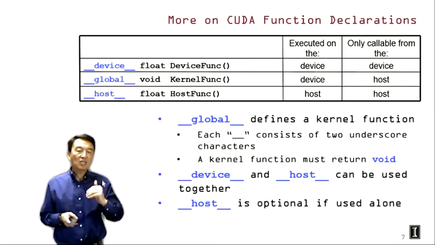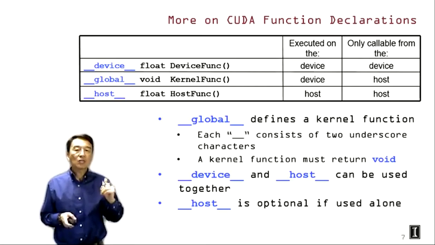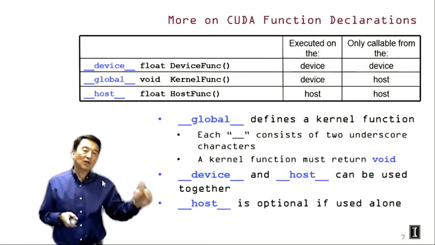This keyword tells the compiler that the function is going to be a device function that can be executed on a device, and it can be called by another function that is executing on the device. This kind of function is typically called by a kernel function or by other device functions.